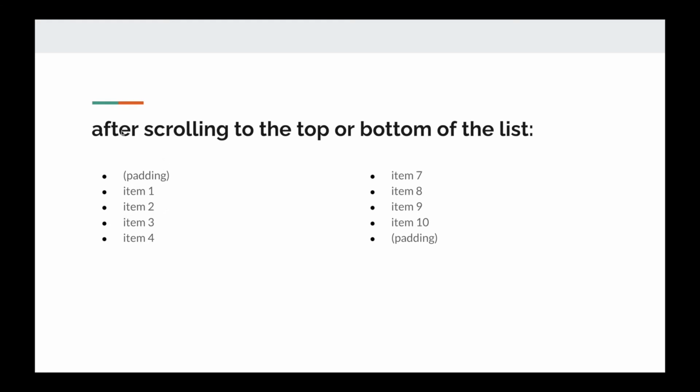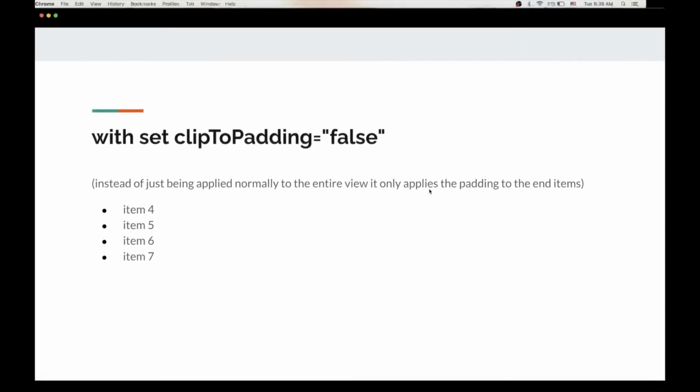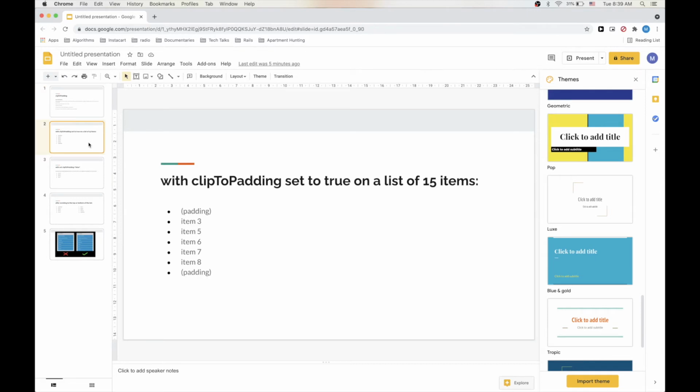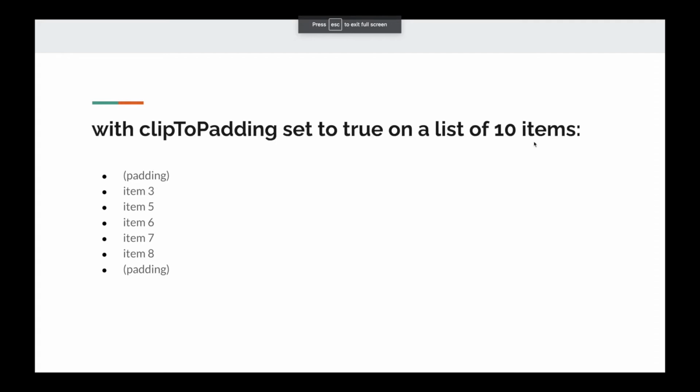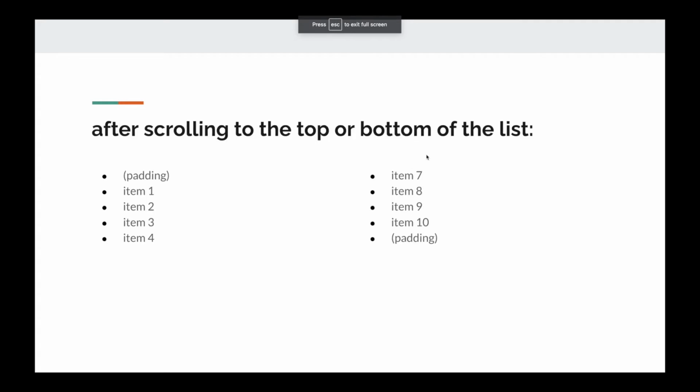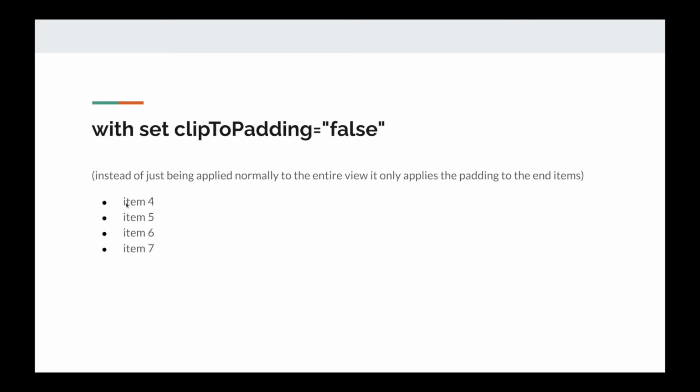So let's see what this will look like. After scrolling to the top, all the way to item 1, the padding will appear. And if we scroll all the way to the bottom, in my example earlier I said maybe 15, let's just say 10. If we scroll all the way to the bottom to item 10, then we'll see the bottom padding. But if we are scrolled to an item that is not at the beginning, like item 4, the padding will not appear. This is what clipToPadding does.